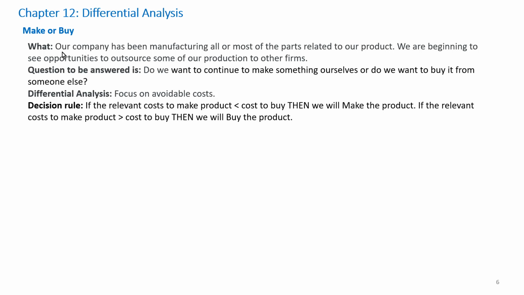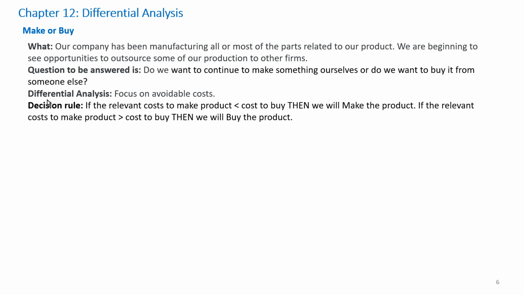In this case, we're deciding on whether we want to make something ourselves or buy it from someone else. The decision to be made is, do we make it or do we buy it? The presentation will use a comparative format showing the make or buy impacts side by side.